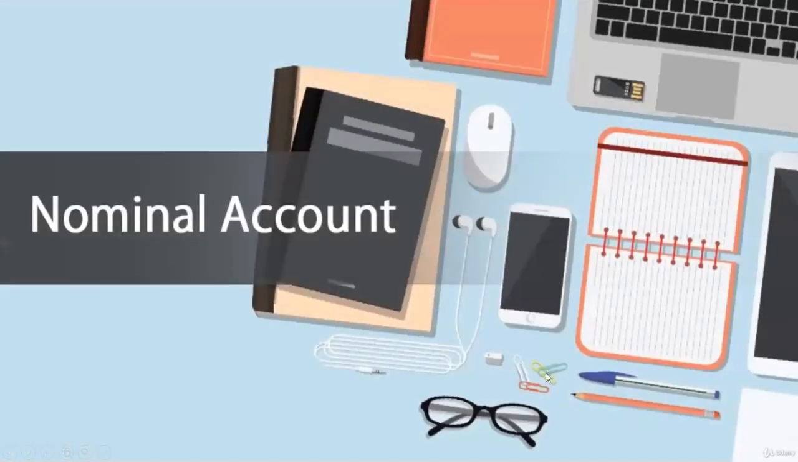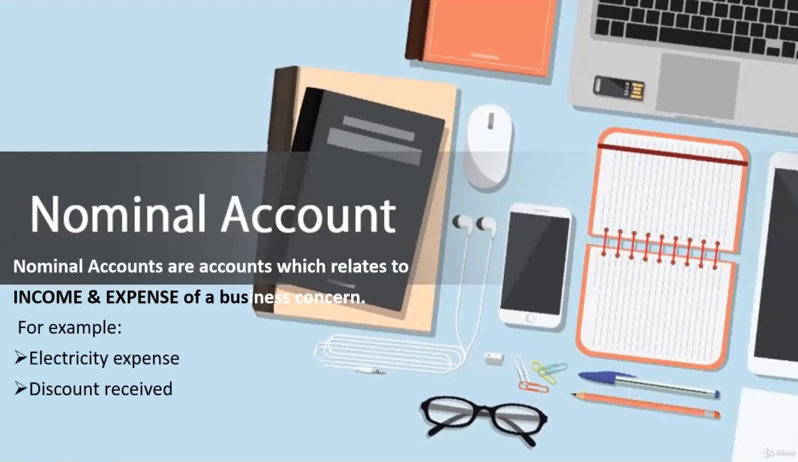Now, nominal account. A nominal account is an account which relates to income and expense of a business concern. Like we bifurcated our assets and properties accounts, and our persons' accounts like supplier, customer, lenders, now the rest of the accounts of incomes and expenses will be treated as nominal accounts. For example, electricity expense, discount received, commission received, purchase, sales, these are all nominal accounts. You have to revise all these accounts, and we'll continue to learn the golden rules of accounts on the basis of these three types of accounts, real, personal, and nominal, in the next lecture.